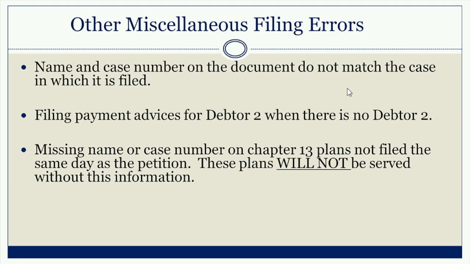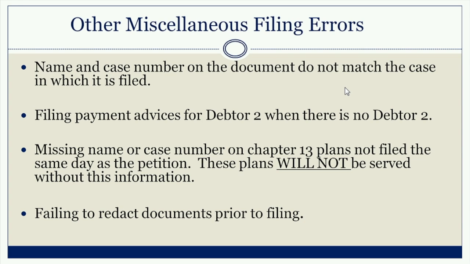Another problem that we recently noticed: filing payment advices for debtor 2 when there is no debtor 2. It's a single debtor case. So when you are making a submission for any document, you do not want to select debtor 2 if there is no debtor 2. It creates edits that we have to make. Okay? It's also confusing when people will be looking for that second debtor that really doesn't exist.